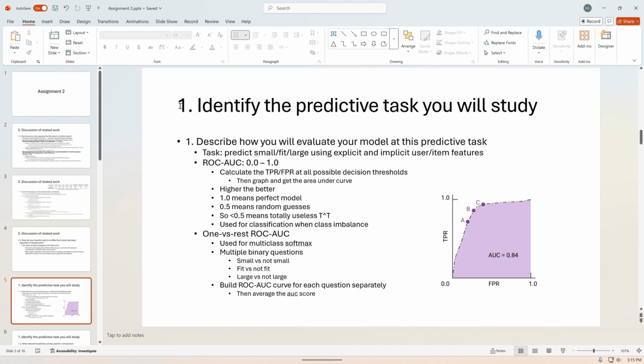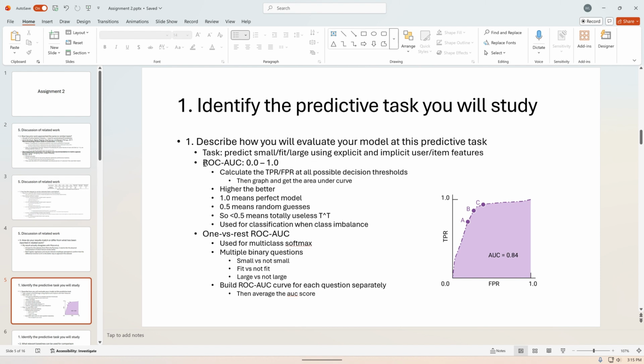So now section 1, identify the predictive task you'll study. Question 1, describe how you'll evaluate your model at this predictive task. The task is to predict small or fit or large using explicit and implicit user/item features. Explicit means features that are already present in the dataset. Implicit means the user and item embeddings.